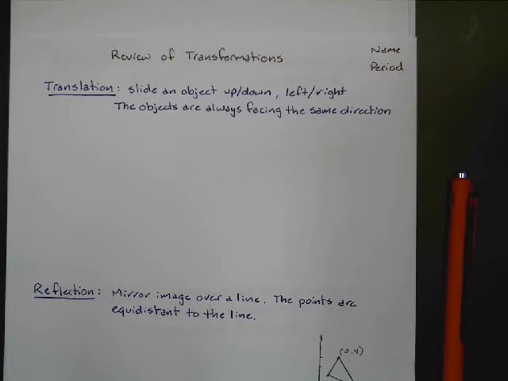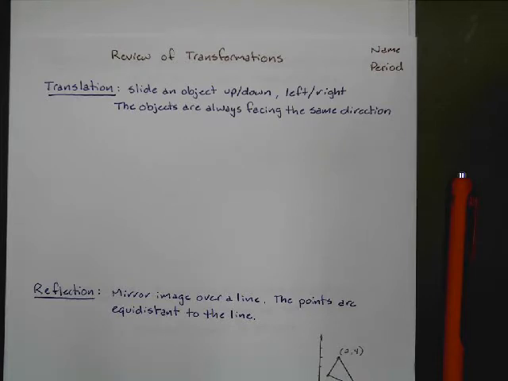You've done these transformations. You usually do 4 transformations before you get to this course: translations, reflections, rotations, and dilations. We're not going to cover dilations today. We're just going to look at translations, reflections, and rotations. So the first one up is a translation.